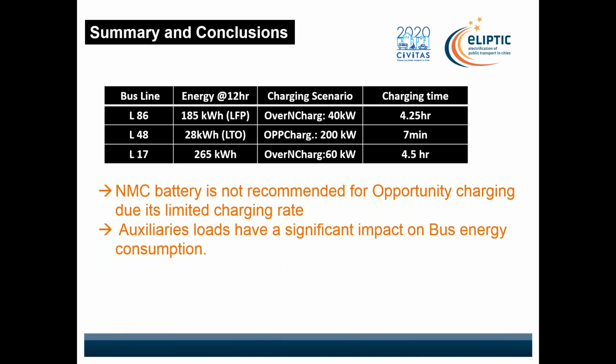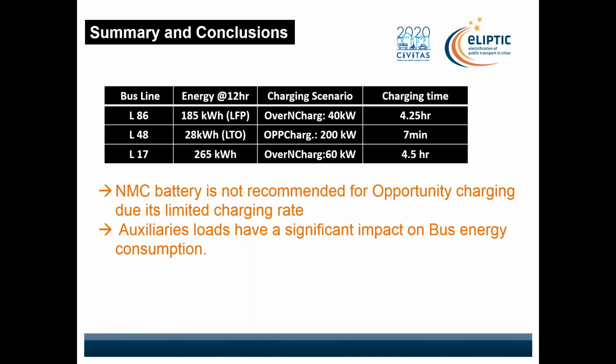As you can see, for the different lines, we have line 86, line 48 and line 17. The energy required for the LEV type for the first one is 185, with a depot charger of 40 kilowatt, and the required charging time is 4.25 hours. For articulated buses, the required energy is 28 kilowatt hour with an LTO battery type, and the opportunity charger needed is 200 kilowatt, charging the battery in 7 minutes. And line 17 is 265 kilowatt hour, the charging need is 60 kilowatt, and the time required is 4 to 5 hours.